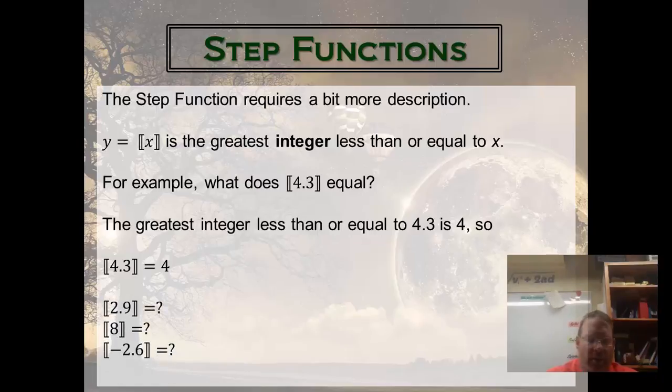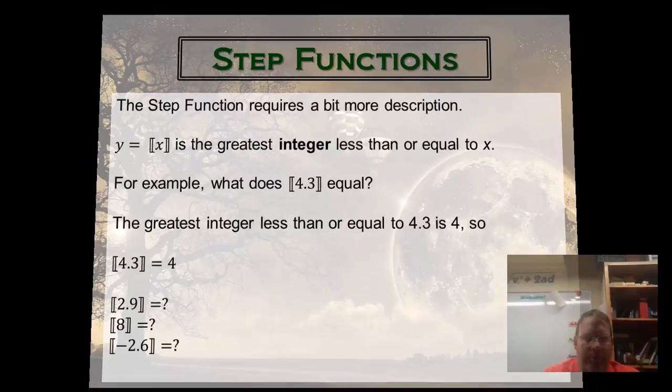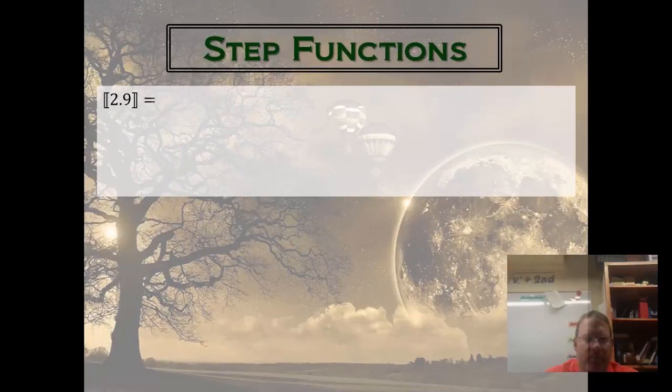How about those three? I want you to take a look at those. Probably pause the video right now. Come to your own conclusion about what those three values are. Alright, so here we go. 2.9, the greatest integer of 2.9 is 2. Greatest integer for 8 is just 8. Nothing to do on that one.